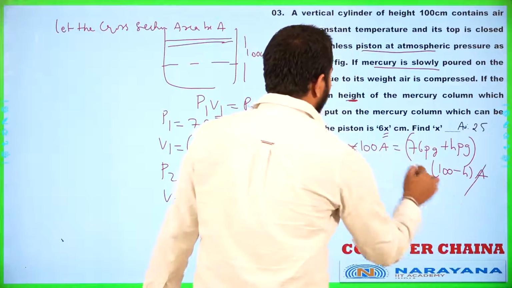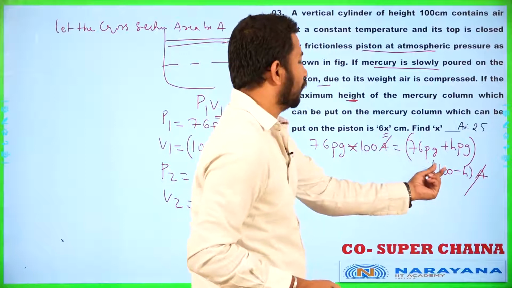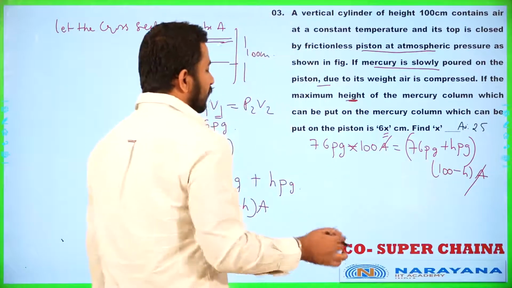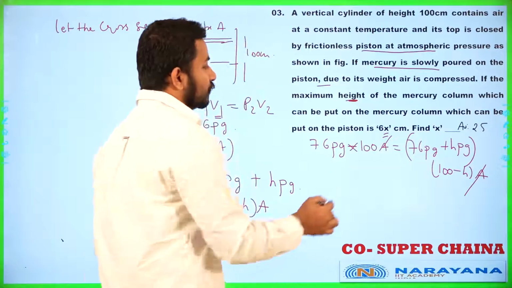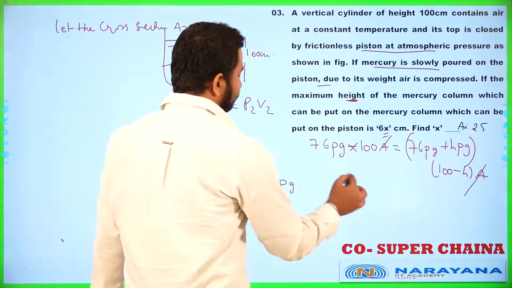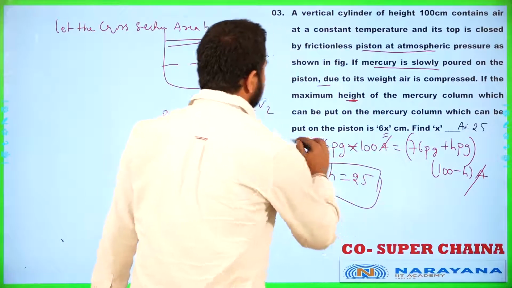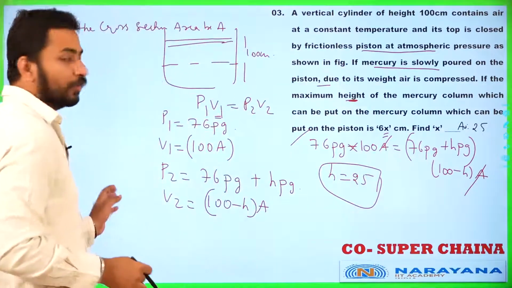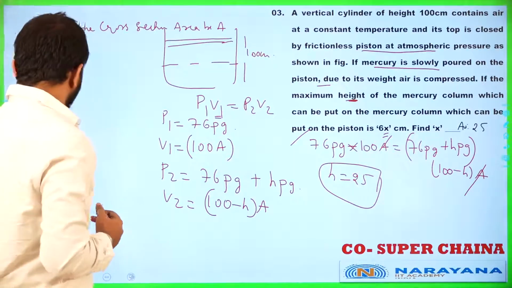Okay, so A you can cancel on both sides, and you have to simplify only for h here. If you simplify only for h, the other values you can just substitute. So if you simplify for h, we'll get h as 25, and that will be the required answer for this question, student. Okay, so this is how you have to proceed on this one. So let's move to the next one.